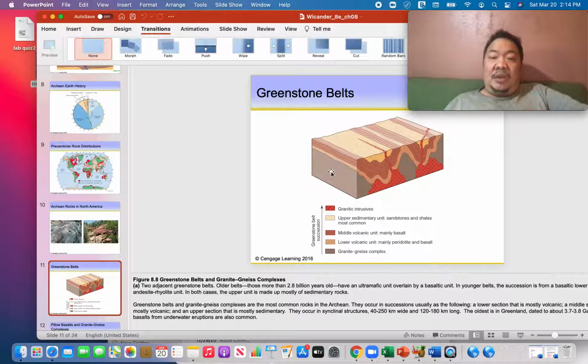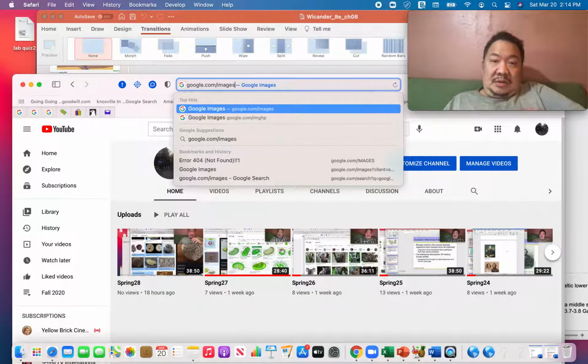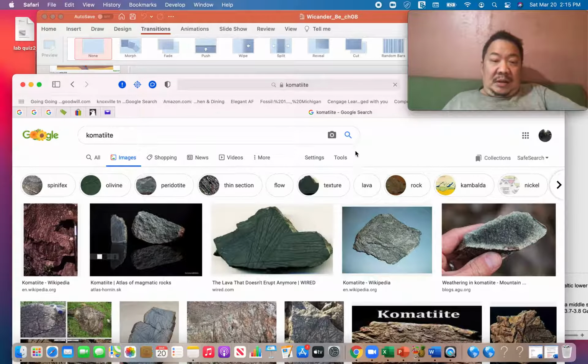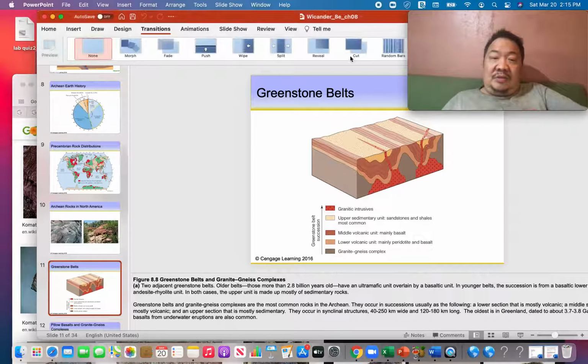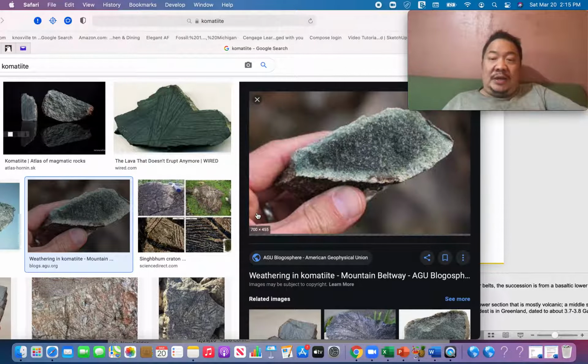Next one we're going to talk about are greenstone belts. Greenstone belts are just what the name implies. They're green in color. And let me show you what they look like. They're made up of a rock called komatiite, K-O-M-A-T-I-I-T-E. And you can see that komatiite is kind of greenish in color, so it's ultramafic. These formed at very high temperatures, these greenish rocks. That's why we call them greenstone belts.